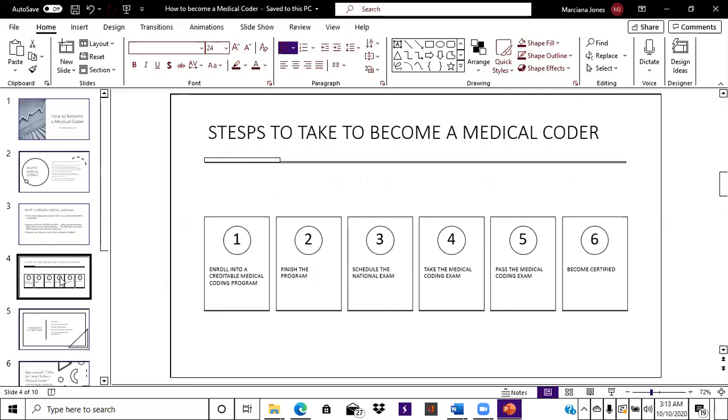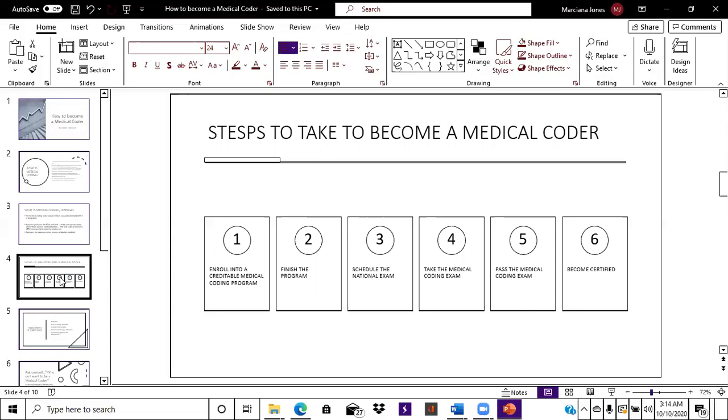So, steps to become a medical coder. You're going to enroll in a credible medical coding program. You're going to finish the program. Once you finish the program and prepare for the exam, you're going to schedule the national exam. Once you schedule the exam, then you're going to take the coding exam. I told you guys I was going to give more detail, step by step. I didn't want to leave anything out this time.